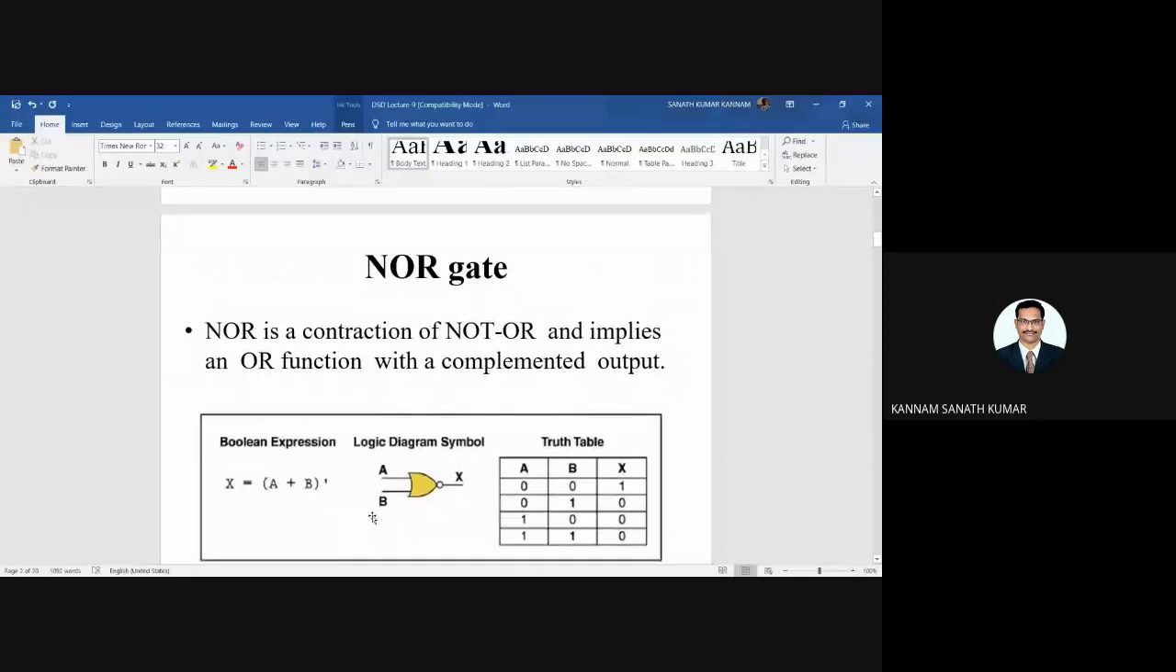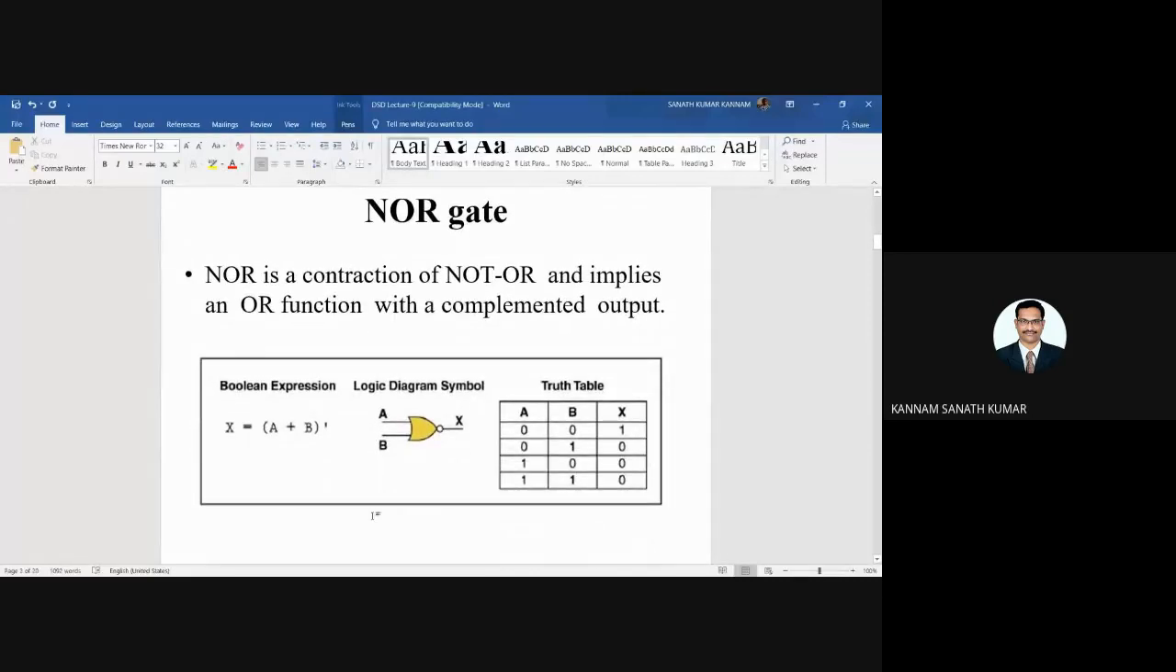And coming to the NOR gate, it is an OR gate followed by a bubble. The OR gate expression you already know, (A plus B) whole dash or whole bar. So this is the logic symbol, an OR gate followed by a bubble. The output of the NOR gate is exactly opposite of the output of the OR gate.